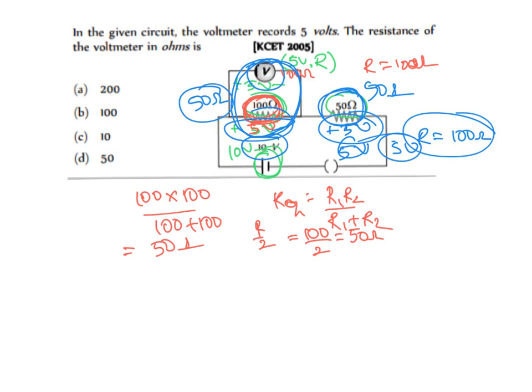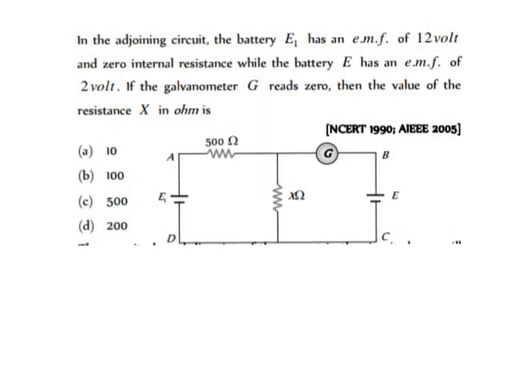Next problem. In the adjoining circuit, the battery E1 has an EMF of 12 volt and 0 internal resistance, while the battery E has an EMF of 2 volt. If the galvanometer G reads 0, in the sense there is no flow of electric current, I equal to 0, through the galvanometer here, that is the condition we need to take. Then the value of the resistance X is?